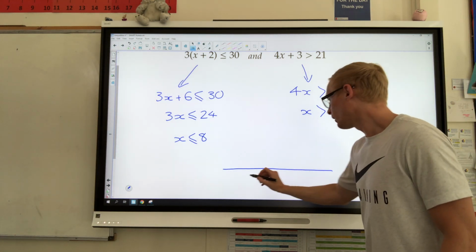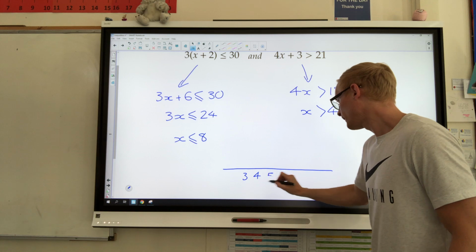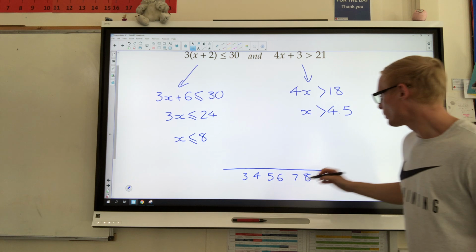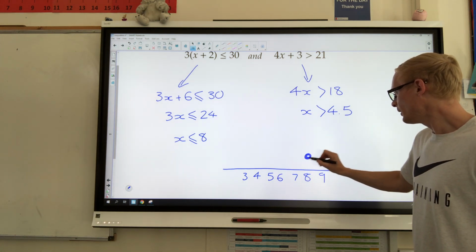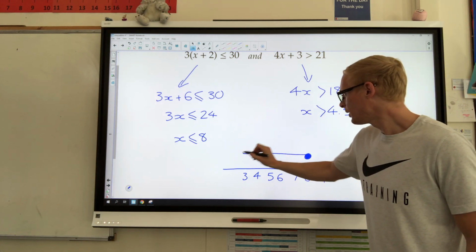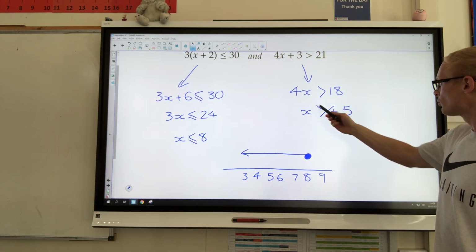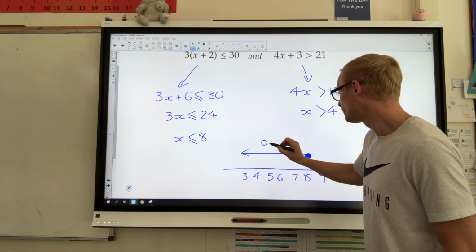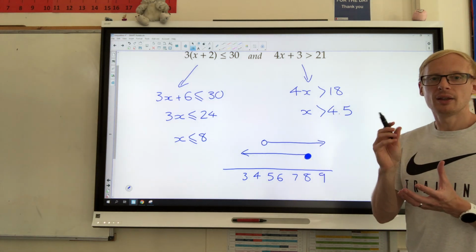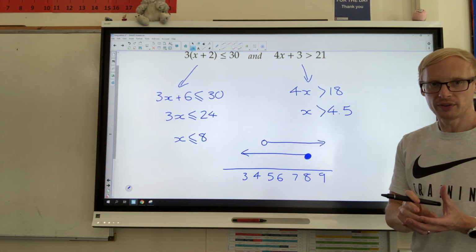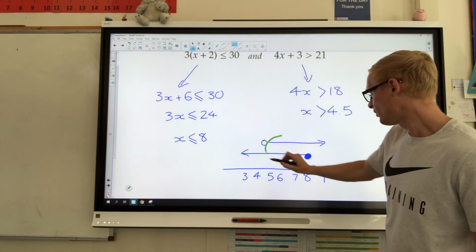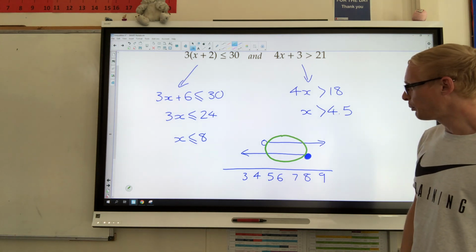So if we put a few numbers on here, like that, what we're looking for with this one is that x has got to be less than or equal to 8. Now we looked at how to display this in lesson 1, so something like that. This one's saying x is greater than 4.5. And so what we're looking for is the solutions that work for both of these inequalities. So really, we're looking in this area here. Okay, we're looking for that bit.